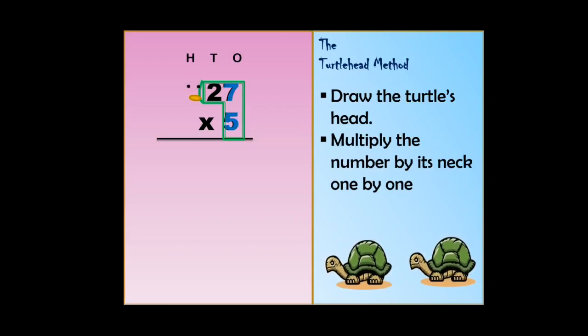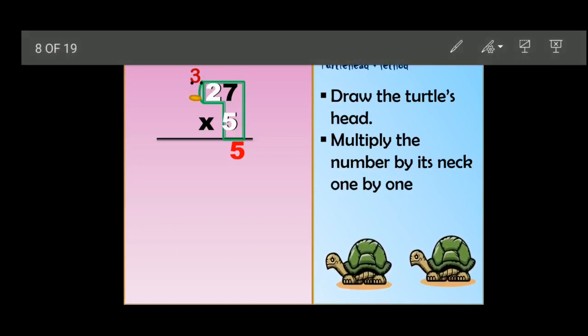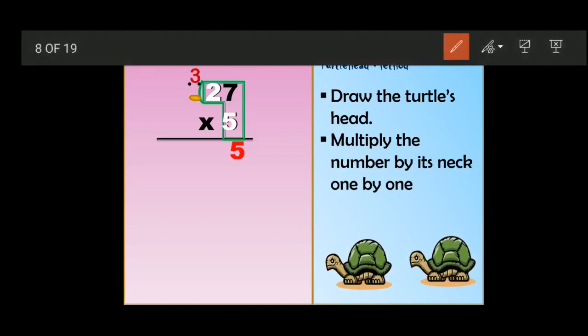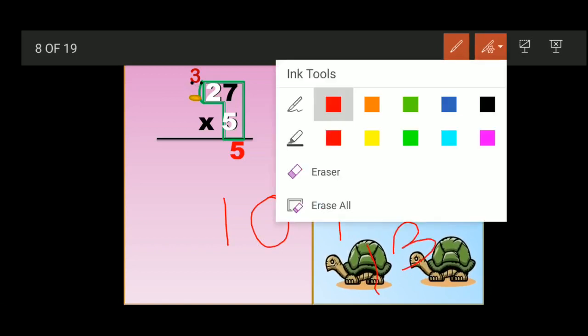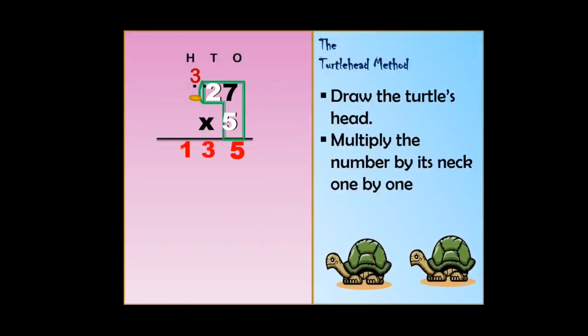So the first number is 7 and 5. And we all know 7 into 5 is 35. So 3 gets carried on and 5 under the 1's place. Now we'll be multiplying the other number. That is 2 into 5. So you all know 2 into 5 is 10, right? So we'll be adding 10 with 3 and we'll get 13. So that will be writing there.